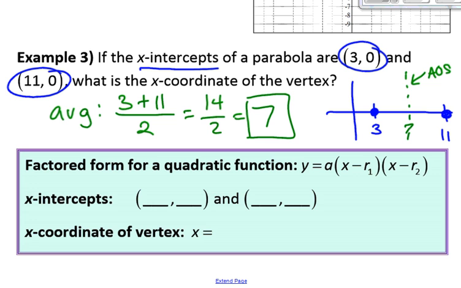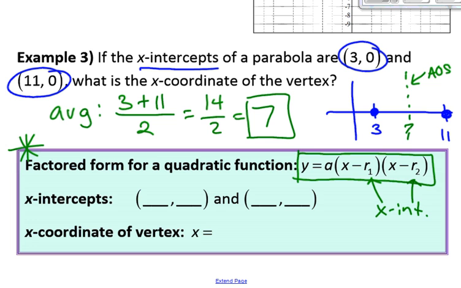Okay, so now this is a shaded box. This is important. The factored form for a quadratic function will look like this. All right, so this is our third format. This is what the general equation is going to look like. Now notice that R1 and R2, those are our x-intercepts. Okay, so we use the R to show the x-intercepts. And the reason we use an R is another word for x-intercept is a root. Okay, it's called a root, so we use R for root.